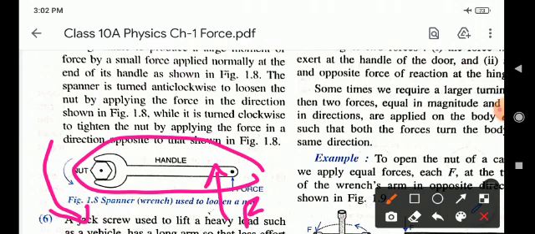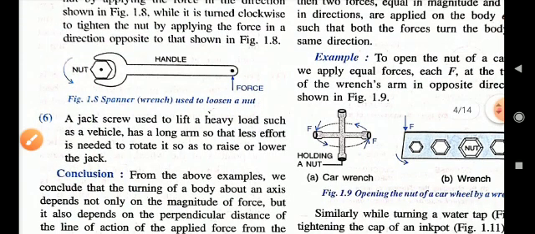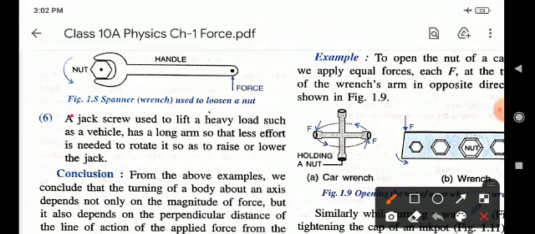Okay children, this is another example: a jack. A jack is used to lift a heavy load such as a vehicle, and it has a long arm so that less effort is needed to rotate the jack.